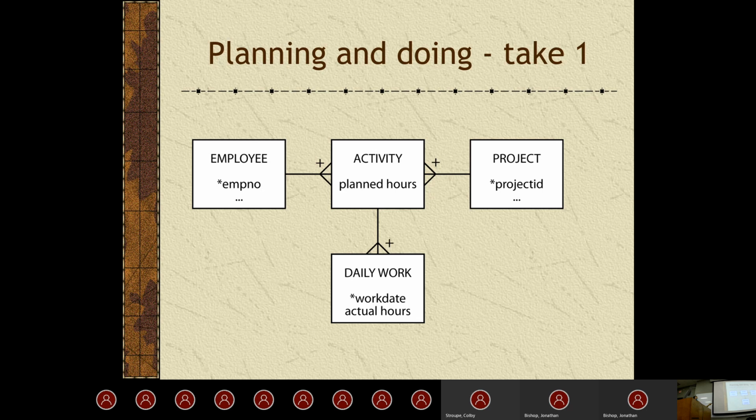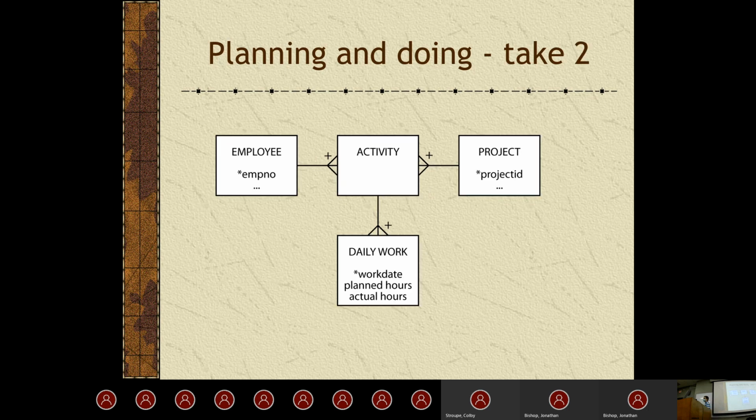So the potential problem is that planned hours could be expressed in a different unit than daily work. If the unit goes beyond 1 day, we're talking different units. It gets a little complicated. So a different way to approach this would be to move planned hours outside of activity and put it inside of daily work. That way we have everything expressed in the same units. Again, this would depend upon the business rules for the data. Whatever the business rules say is what we're going to go with.